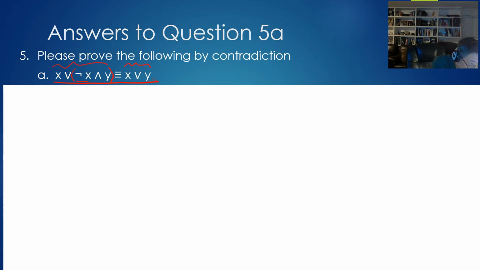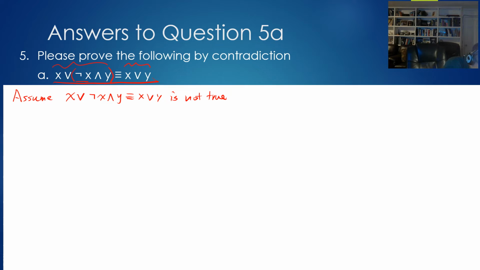Now, to prove by contradiction, instead of using the truth table, we just assume that this is not true.